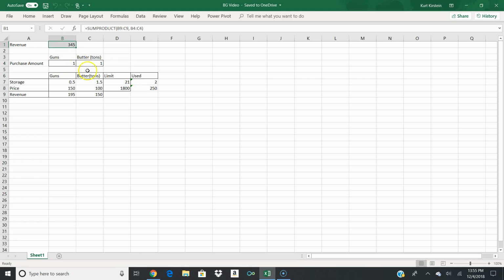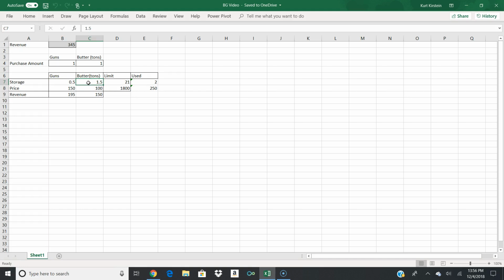The third thing that drives an optimization problem is constraints. These constraints are basically your limits to what you're able to do in your optimization problem. You're only going to be able to optimize your objectives so far because it's going to be held back by certain limitations that are placed upon the actual problem itself. Here are those limitations. So the first part is storage. Each gun takes half a cubic meter of space, and each ton of butter takes 1.5 cubic meters of space.